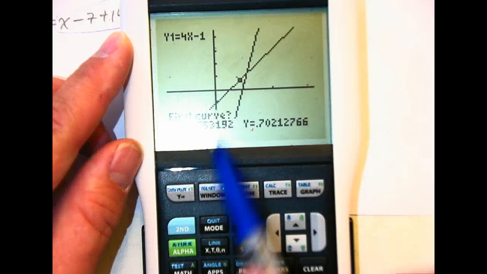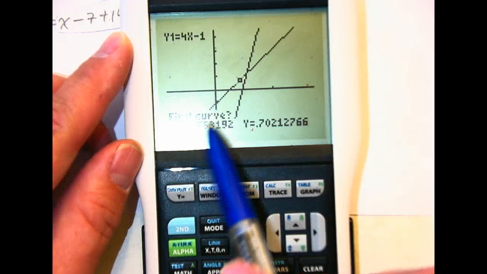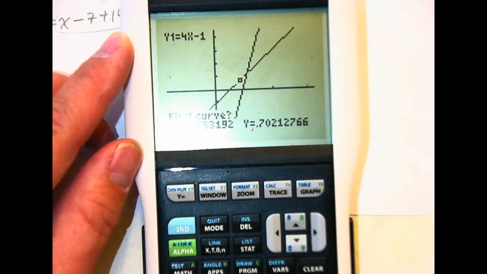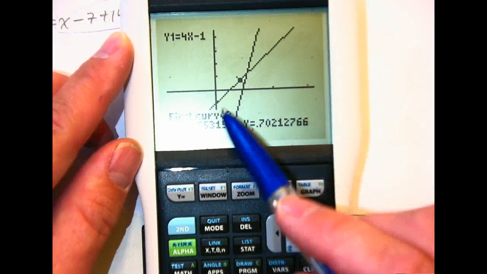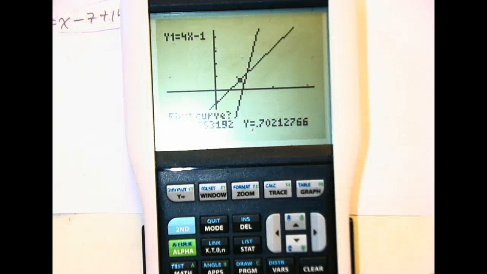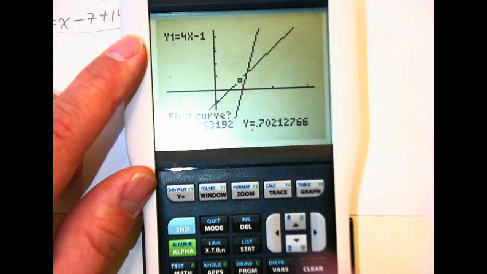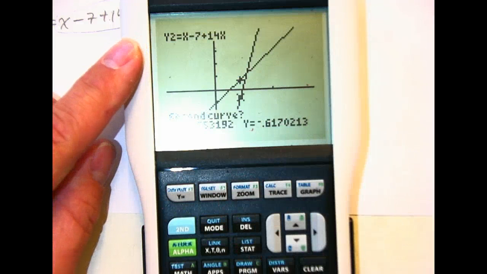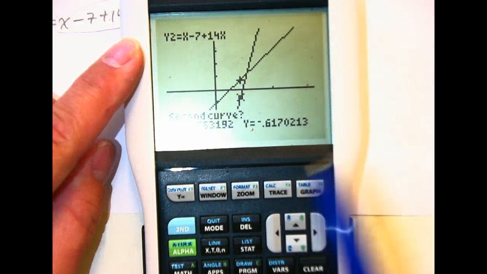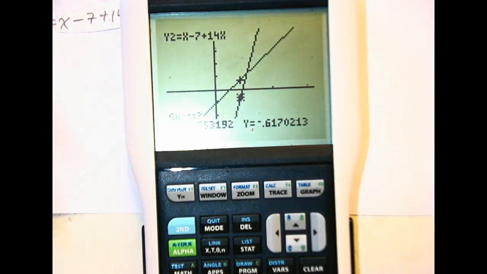Then it starts asking you questions. It's saying, first curve? Most of the graphs you'll do this year are curved lines. It just so happens right now we're in linear equations. So when it's saying first curve, it's asking what your first equation is. Is it this? Yeah, sure. You hit enter. Second curve, is it this? Yep, because you only have 2 in there. If you had more, it'd keep asking, and you could keep switching through. And then it says guess.